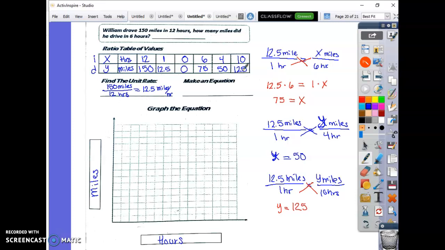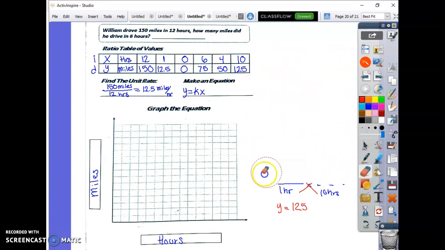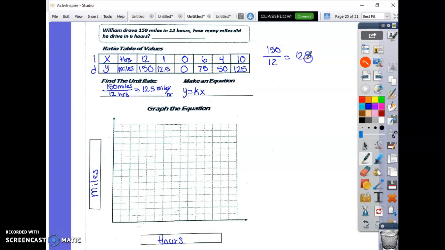And then it says make an equation. But remember, our equation is y is equal to k times x, or y is equal to kx. How do you find your k? Well, you find your k by taking your value for y and dividing it by the value for x. So 150 divided by 12, that should be 12.5.